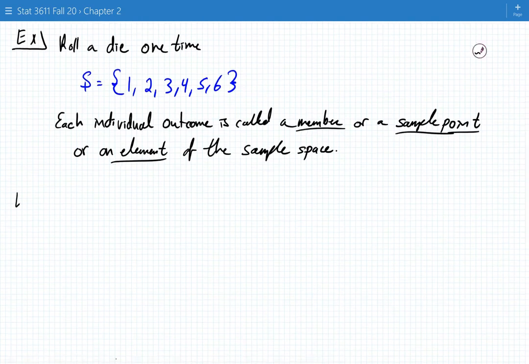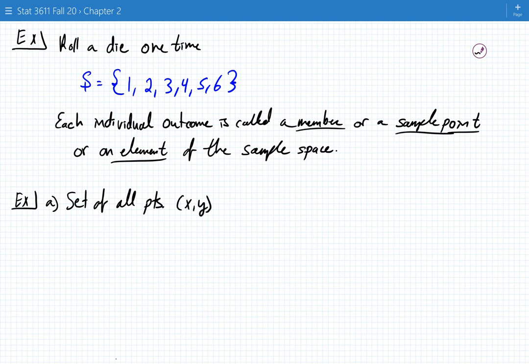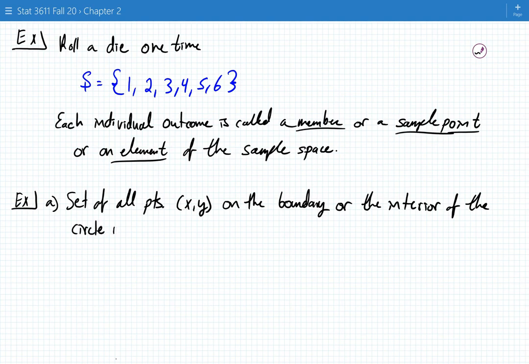Let's take a look at a couple more examples here real quick. Consider the set of all points (x, y) on the boundary or the interior of the circle with radius equal to 2, r equals 2, that's short for radius, centered at the origin.